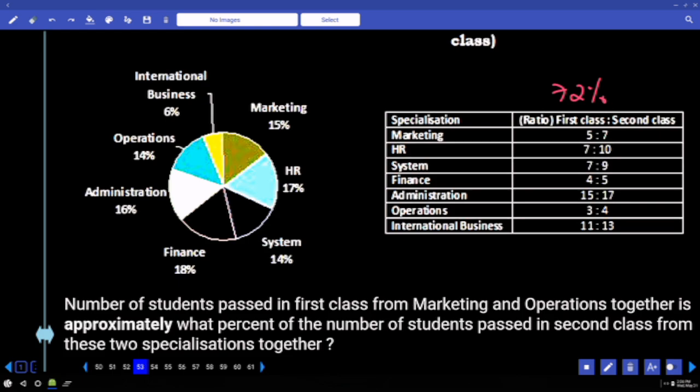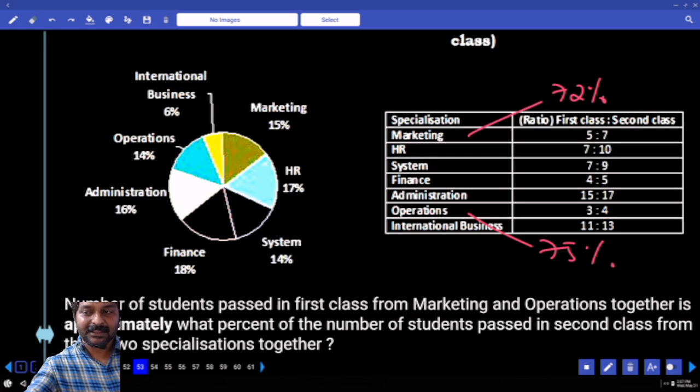Understood? In operations department, first class people, how many are there? 3 parts. Second class people? So even here also first class people are less than the second class people, which is 3/4, right? 3/4 in the sense what percent is it? 75. So in operations we have 75%. In marketing we have 72%. If you calculate overall, that is average, right? Average in the sense that must be more than the least number and less than the highest number. Correct? That means your answer must be between 72 to 75.